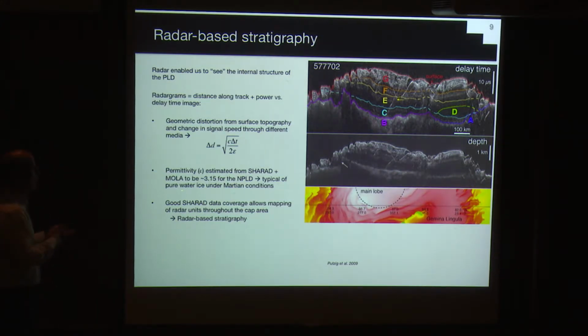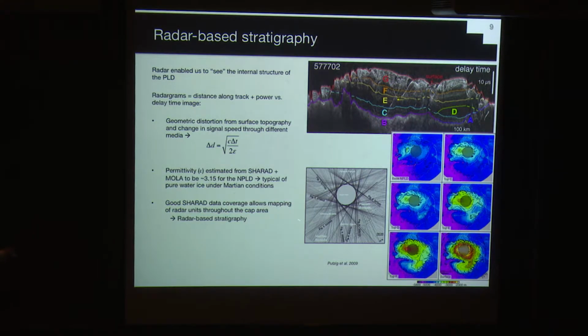And as Shane mentioned, this was one of the big discoveries using radar, that we could see all the way to the bottom of the polar layered deposits, and that gave us an idea that this was relatively pure ice. So when you have good SHARAD coverage like this, then you can correlate each of these reflectors, these reflection zones, to each other, and then you can make paleosurfaces, which Shane also showed in his talk. And so essentially what you have here is a radar-based stratigraphy that is distinct from the stratigraphy that you're building with the trough exposures.